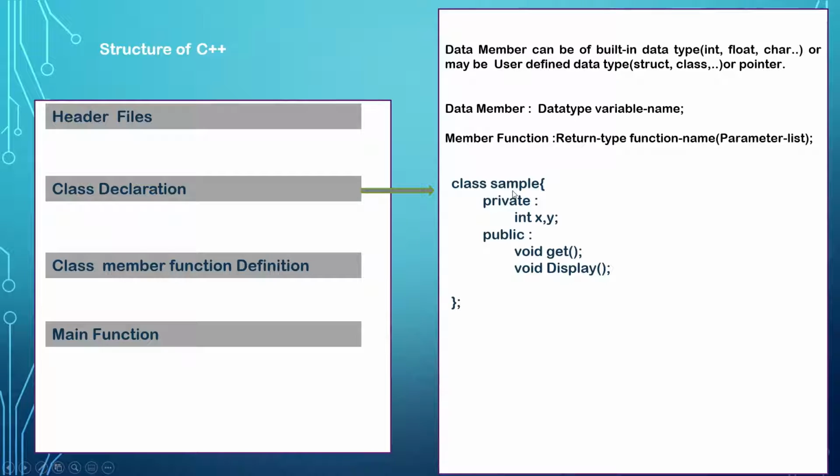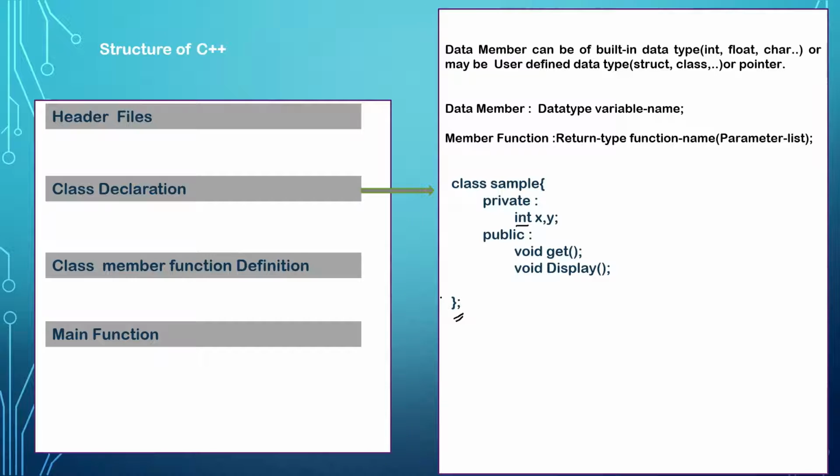Here the class is Sample, and we first declared a data member, int x, y. Int x, y is a data member, and we have given the integer data type. The next is the function declaration. The return type is void, followed by the function name and parameter list. So this is how we declare data members and member functions in the class. And after closing the class, you have to end with a semicolon.